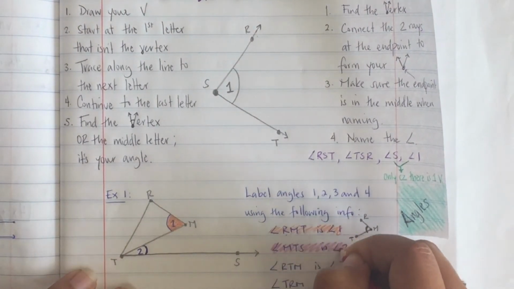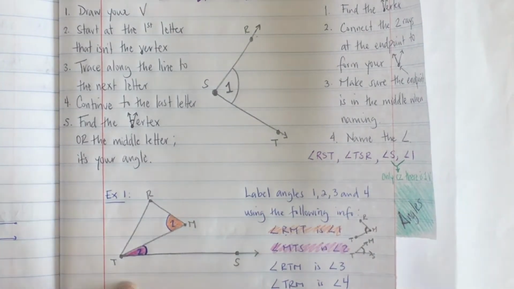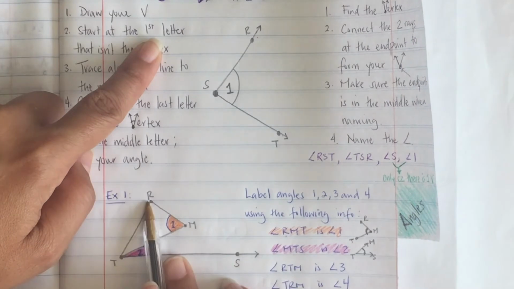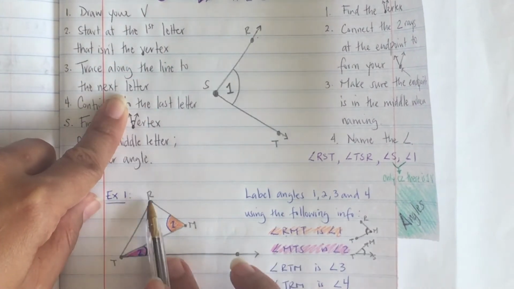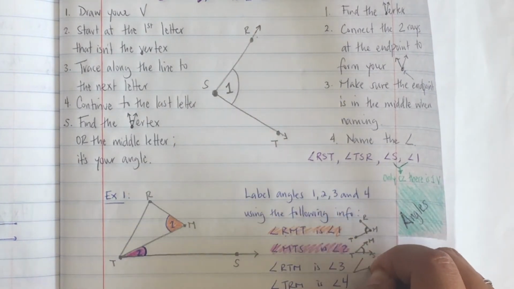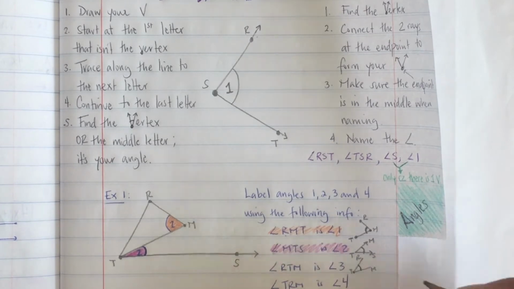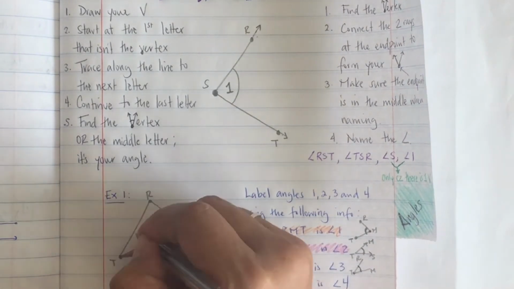Alright, doing angle RTM. So we're going to start at R. Trace along the line to the next letter. So R and then T. And then finally to the next letter, which is M. Find your V. So that V happens at where T is. So that's angle 3.